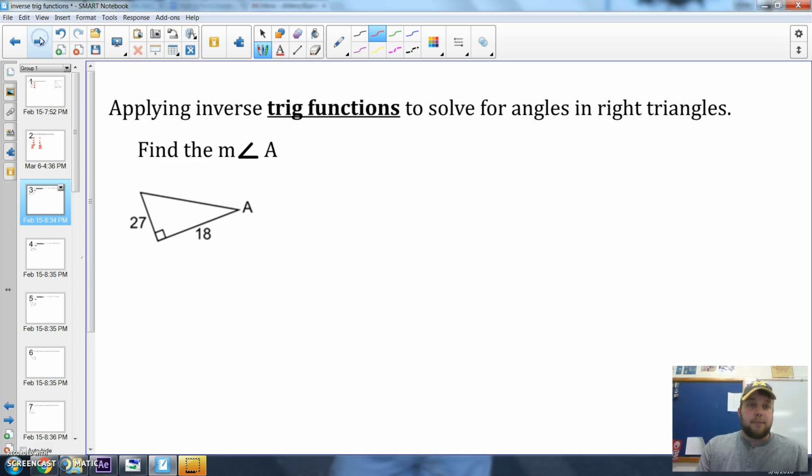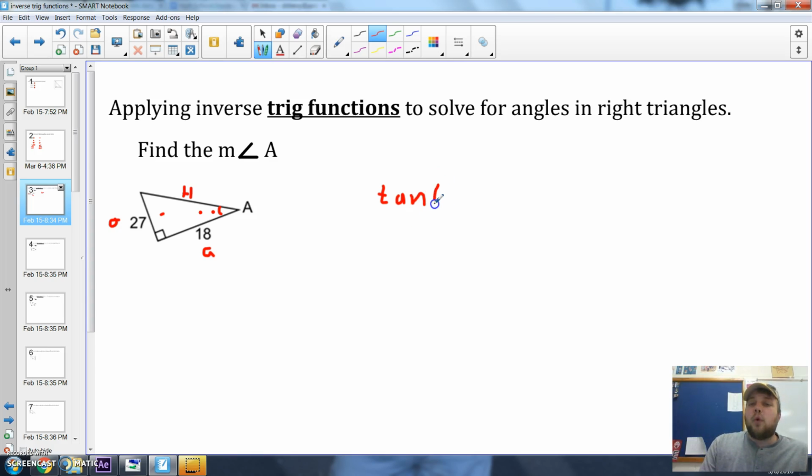All right, here we go. Situation number 1. I want to find angle A. First of all, I'm going to label these sides. This is the opposite, this would be my hypotenuse, and this is my adjacent. Well, I know nothing of the hypotenuse, so I'm looking for something that has opposite and adjacent, and hopefully by now you're thinking tan. Tan will give me opposite and adjacent, right?